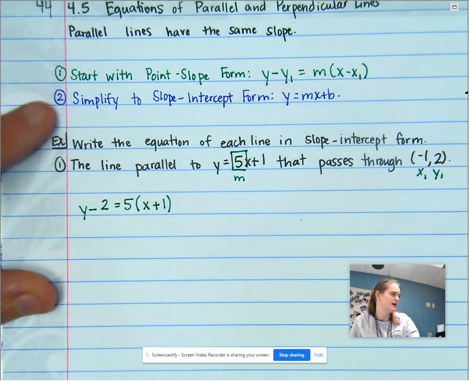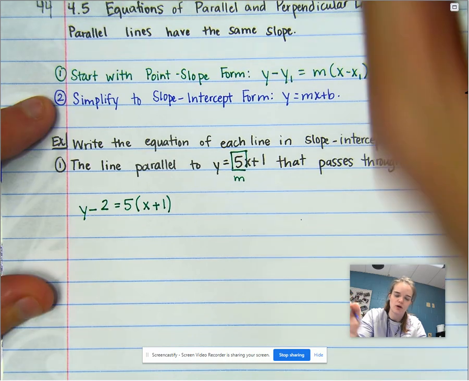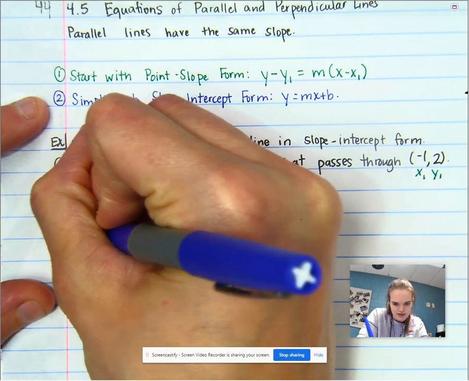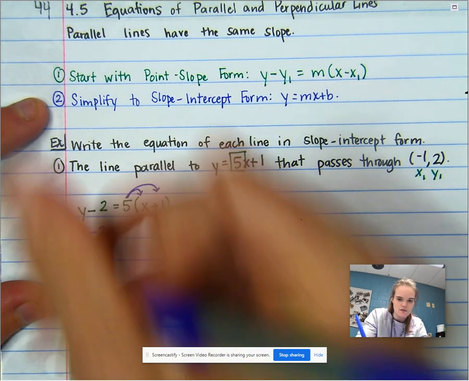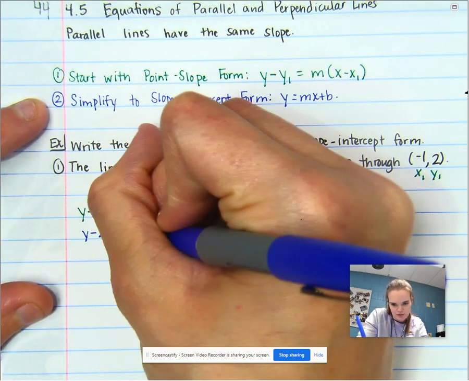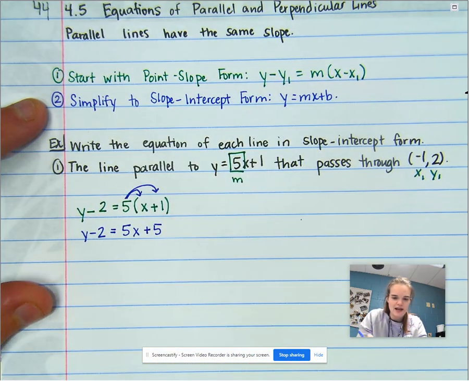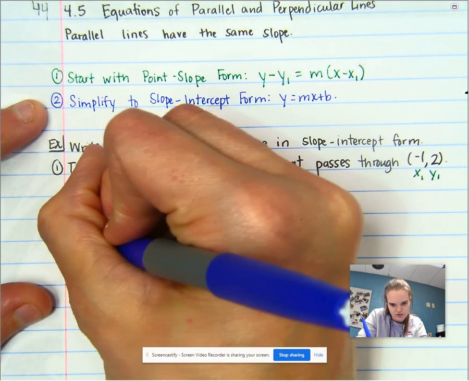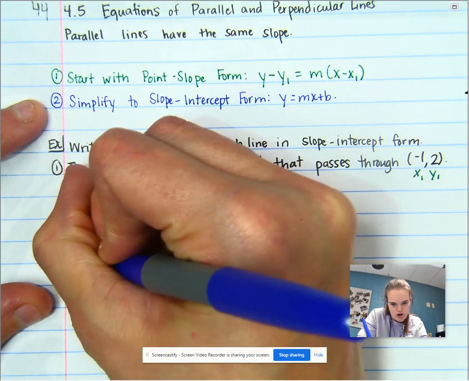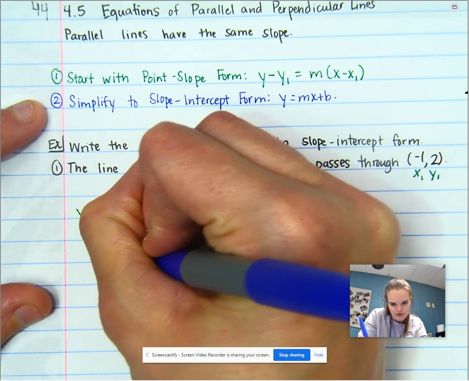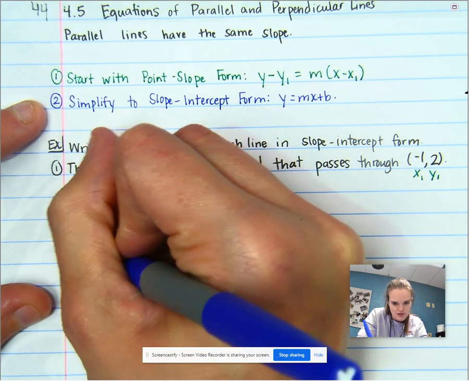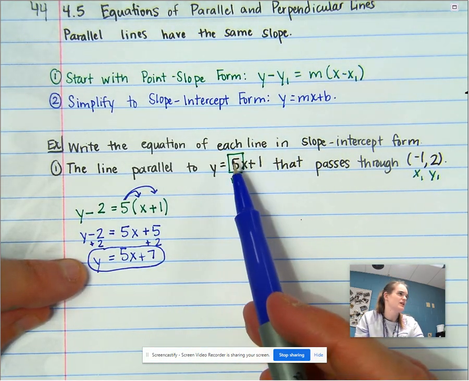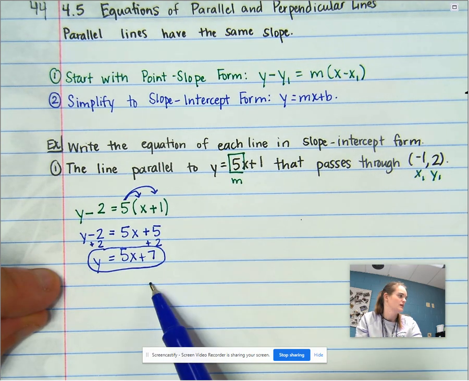Now, we are going to simplify it to slope-intercept form. So we will distribute the 5. Y minus 2 equals 5x plus 5. Last, we will move over the 2. So add 2 to both sides. Y equals 5x plus 7. There is the answer I'm looking for. This is the line that is parallel to this line that passes through this point. Let's do another one.